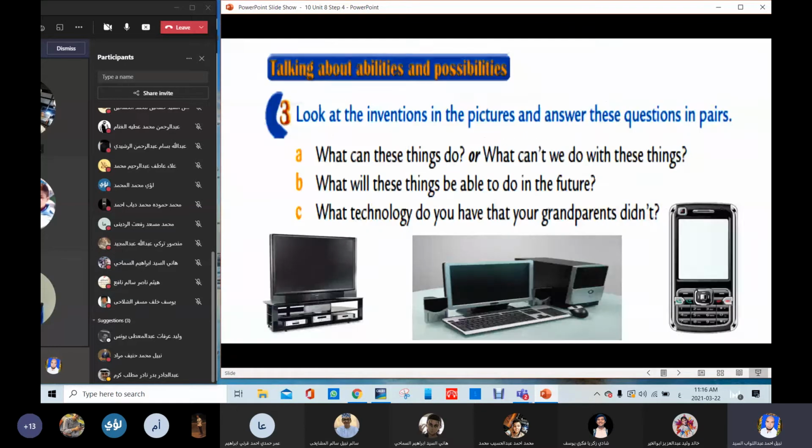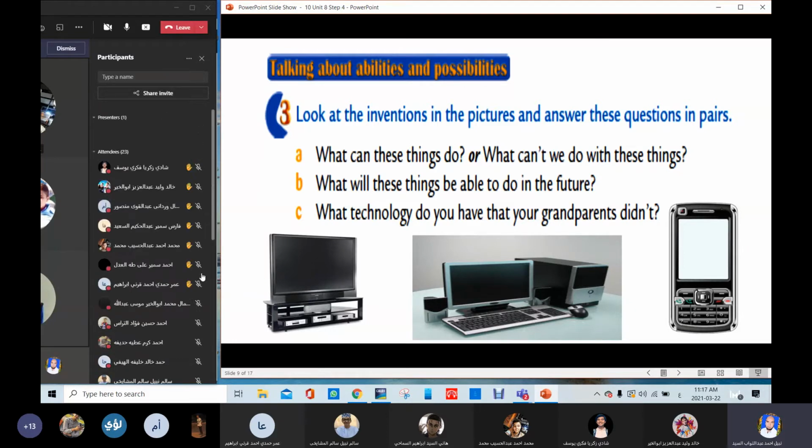Okay. Now look at the inventions in the pictures here. We have a TV. We have a computer and a mobile phone. What can these things do? What can a TV do? Who can answer a question? A complete answer. What can a TV do?